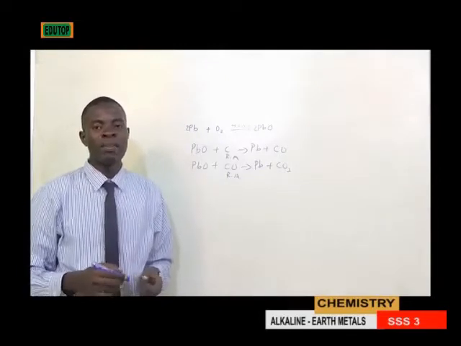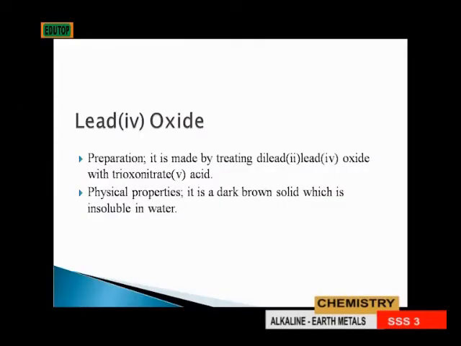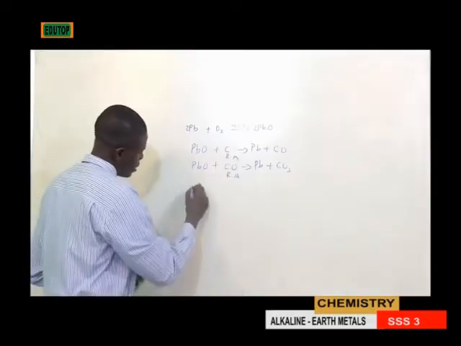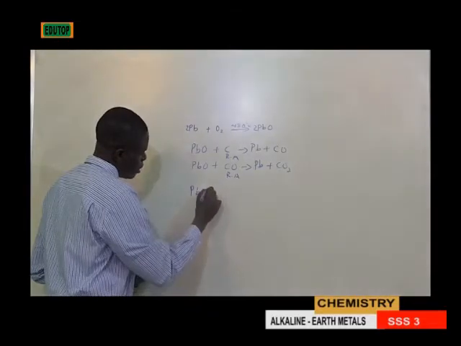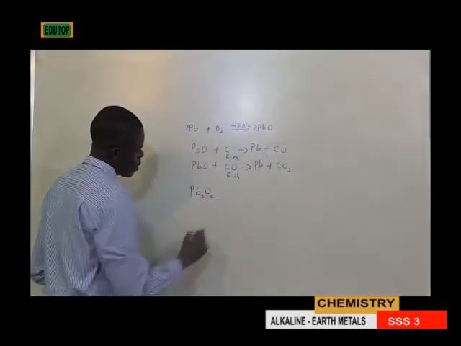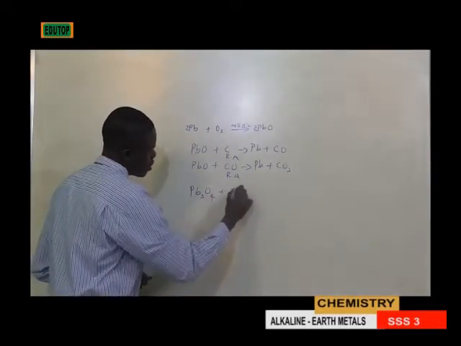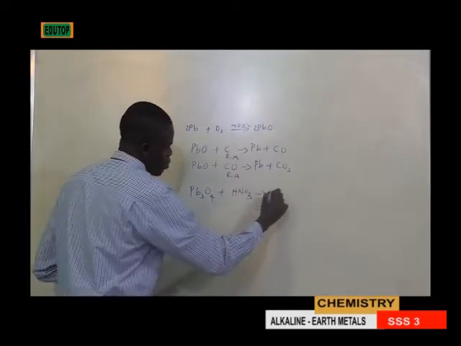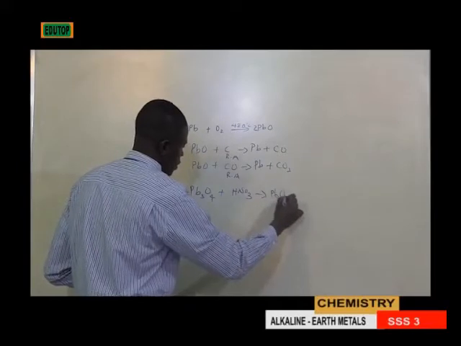Preparation. It is made by treating di-lead 2 lead 4 oxide with trioxonitrate 5 acid. When this is reacted with trioxonitrate 5 acid, we have the production of lead 4 oxide.